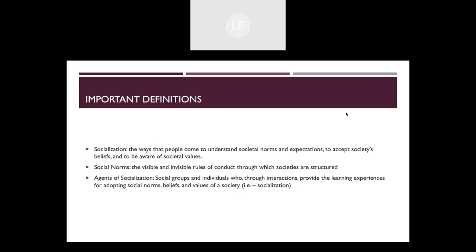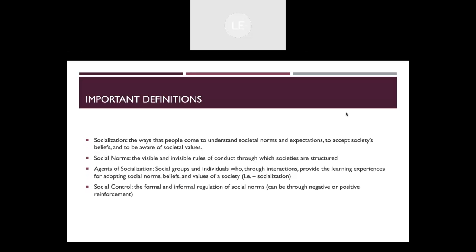Agents of socialization are those people or groups who provide the learning experiences for adopting social norms, and this is usually in the way of social control. So we can think about, for example, when you are in the classroom and you raise your hand to speak, if you didn't raise your hand to speak, the teacher might perform some negative social control by asking you to raise your hand and not talk when she is talking.